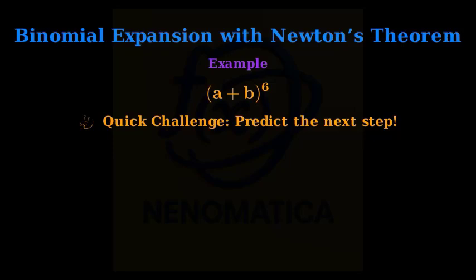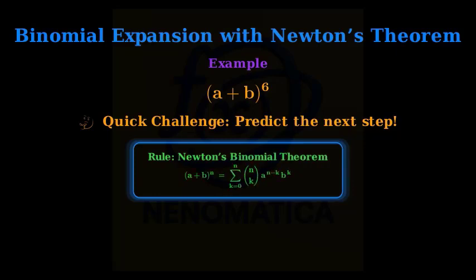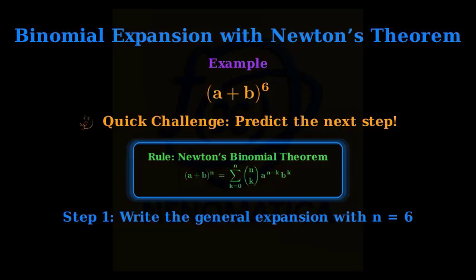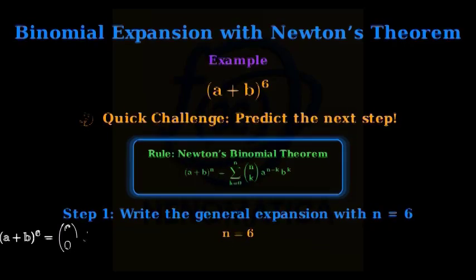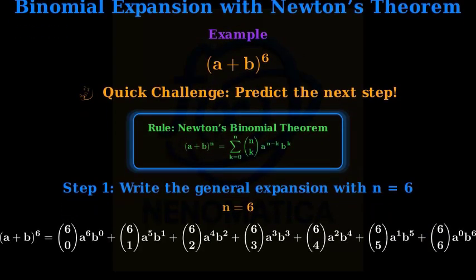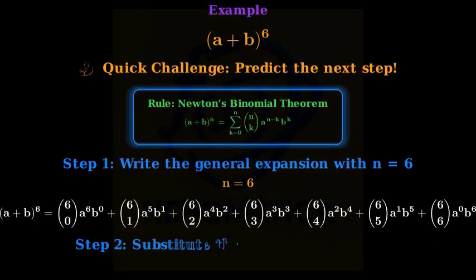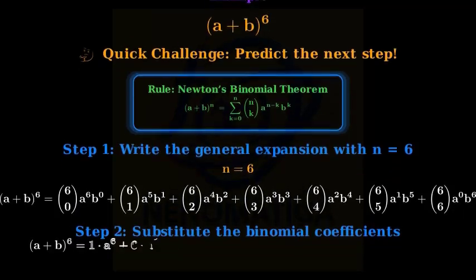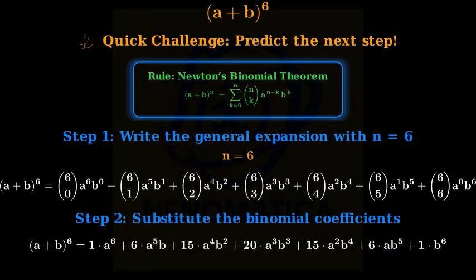Rule. Reminder. We apply Newton's binomial theorem. Step 1. Write the general expansion with n equals 6. We substitute n equals 6 into the summation and write every term explicitly. Step 2. Substitute the binomial coefficients. The values are 1, 6, 15, 20, 15, 6, and 1.